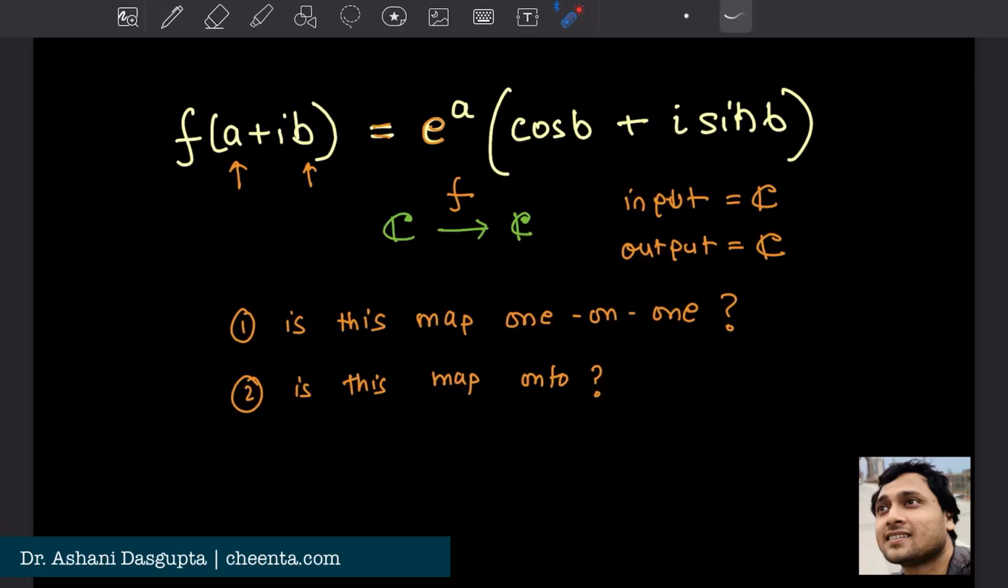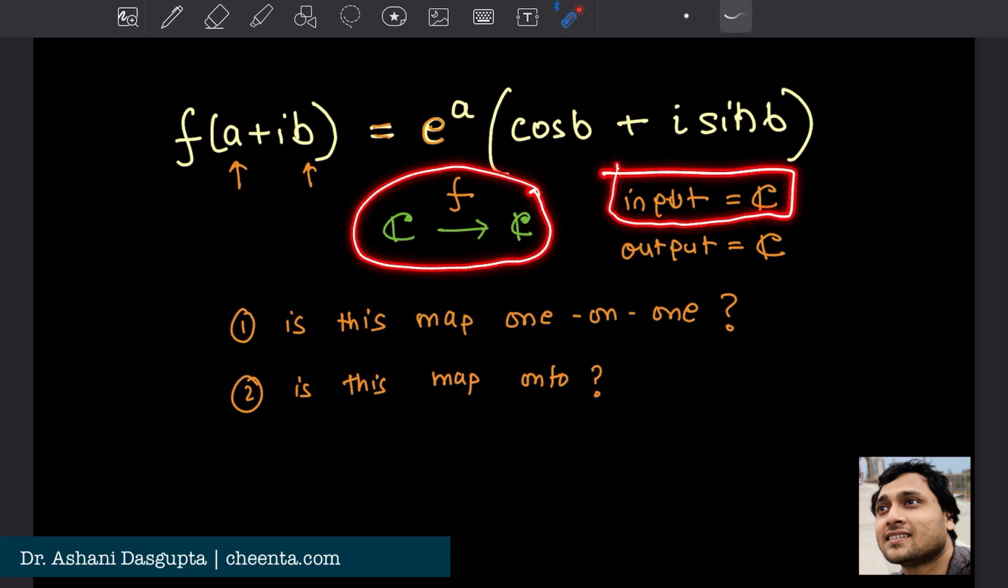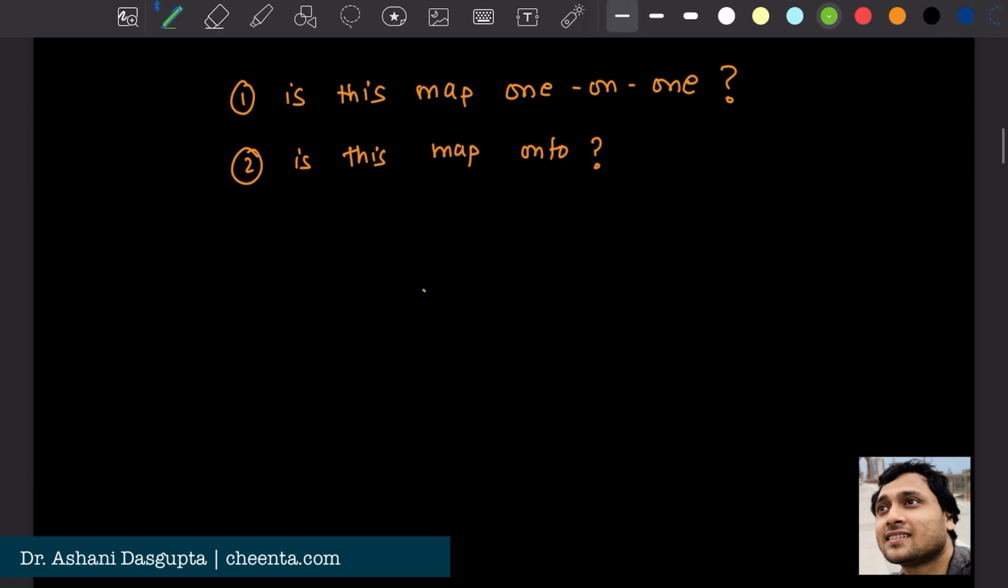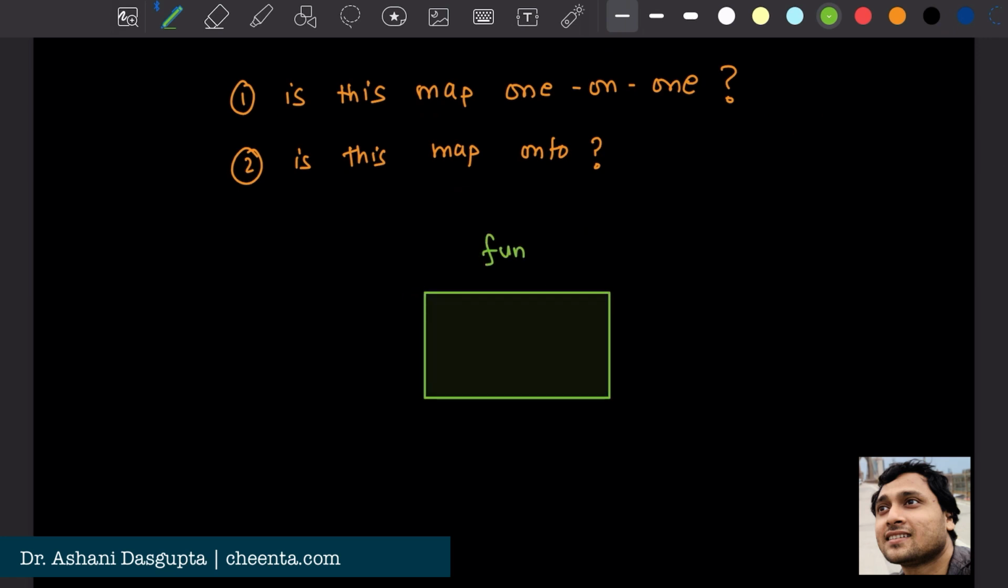Let's talk about functions in the complex plane. What that means is the input of these functions are complex numbers and the output is also a complex number. A function is essentially an input-output machine. Maybe you have learned this before. Any function f is an input-output machine.